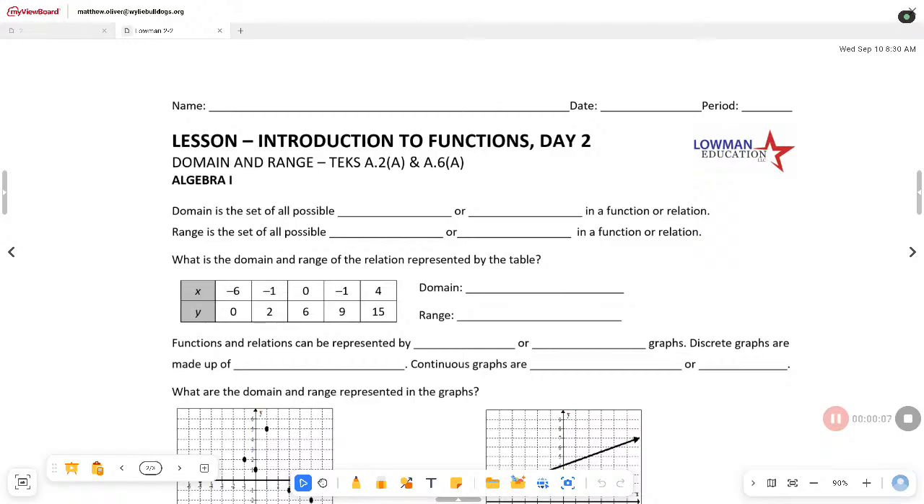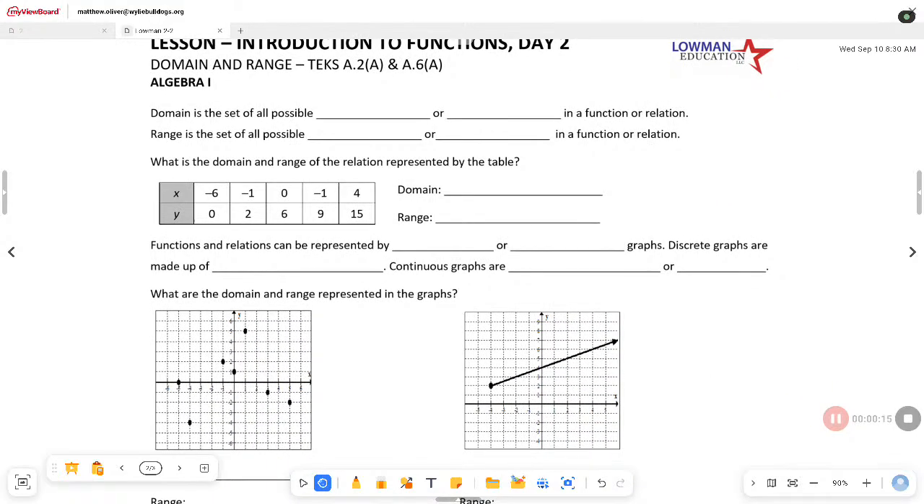All right, we're looking at Unit 2, Lesson 2. So, talking about domain and range. And when we're talking about domain and range, domain is all of the possible x values, or we could say all the possible inputs. So, however we think of that, x values or inputs, both mean the same thing. It's the number that's being put into the function.